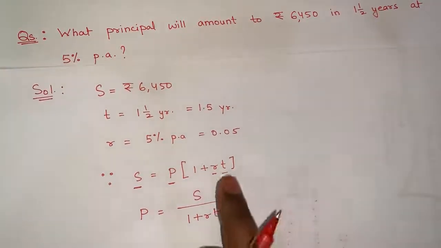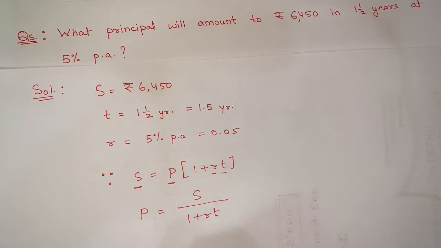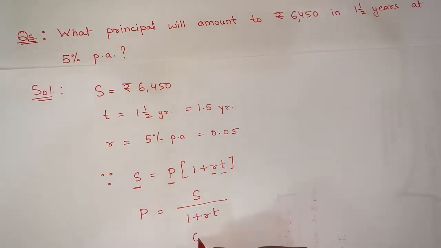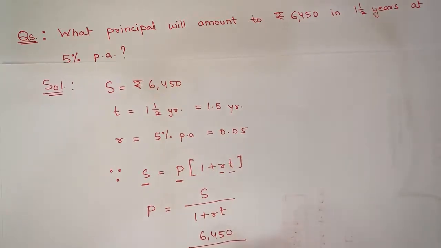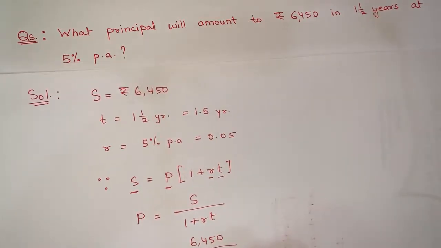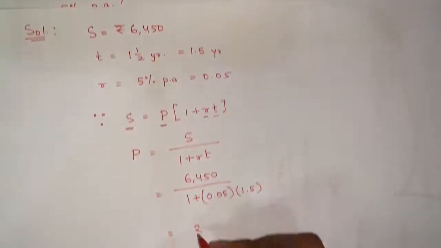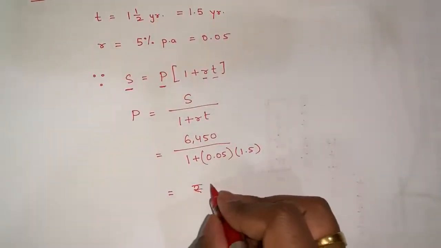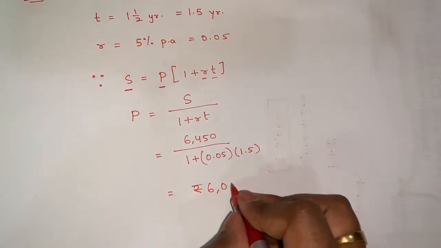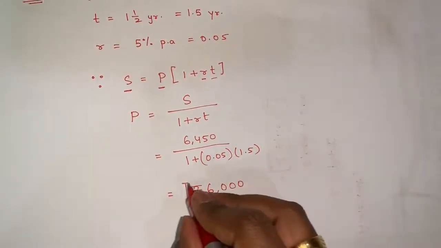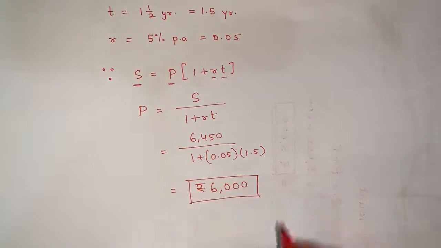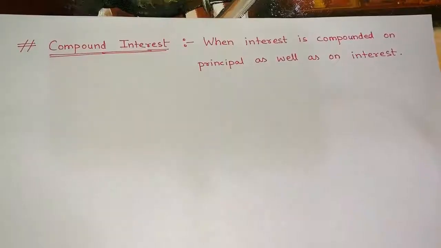So we can rewrite this formula as principal is equals to amount divided by 1 plus RT. What we have done is we have divided this here. So our principal becomes 6,450 divided by 1 plus RT, which is 0.05 multiplied by time, which is 1.5. And after solving this, what comes out is rupees 6,000. Hence the principal component here is rupees 6,000.